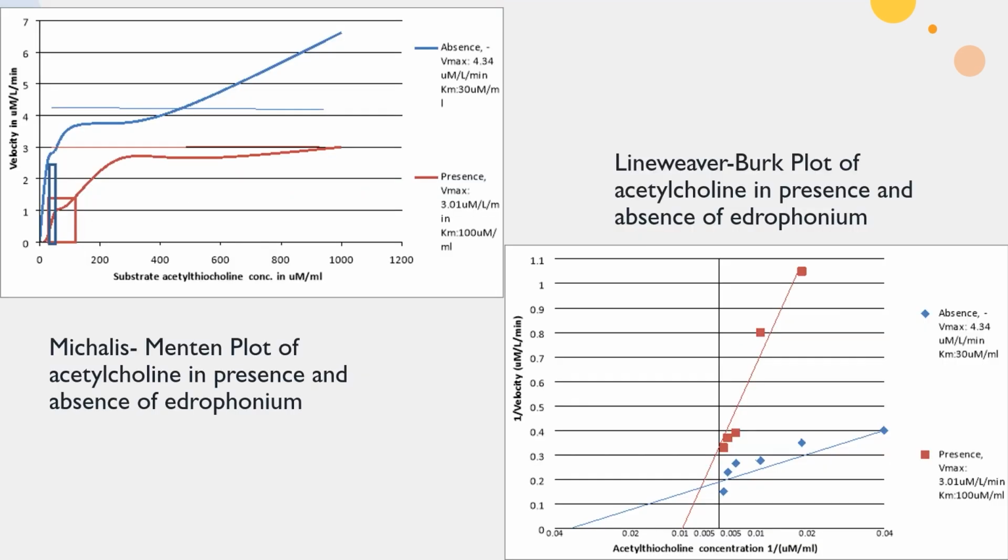To see the effect of edrophonium's inhibition properties, we'll see kinetic plots for the relationship of acetylcholine and acetylcholinesterase with and without the presence of edrophonium. With edrophonium, the Km increases, which indicates a lower affinity to acetylcholine as seen here.